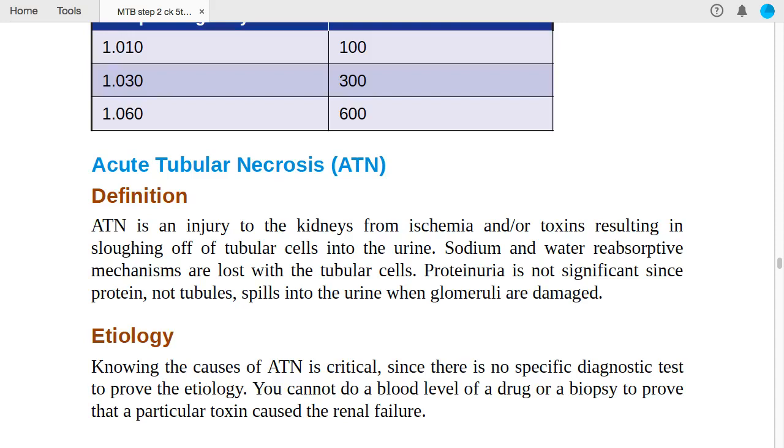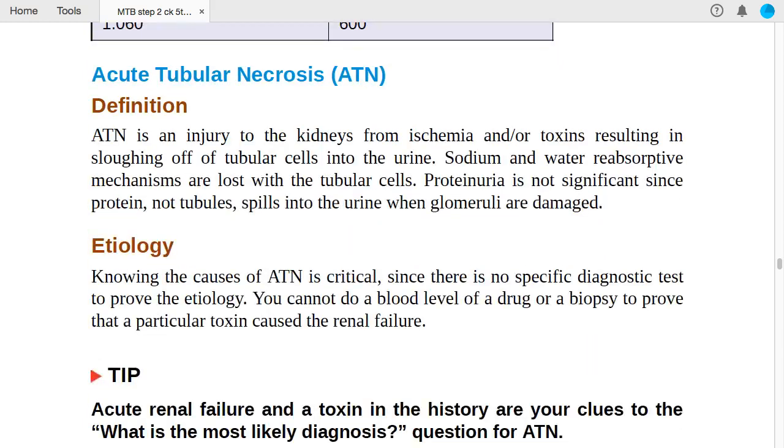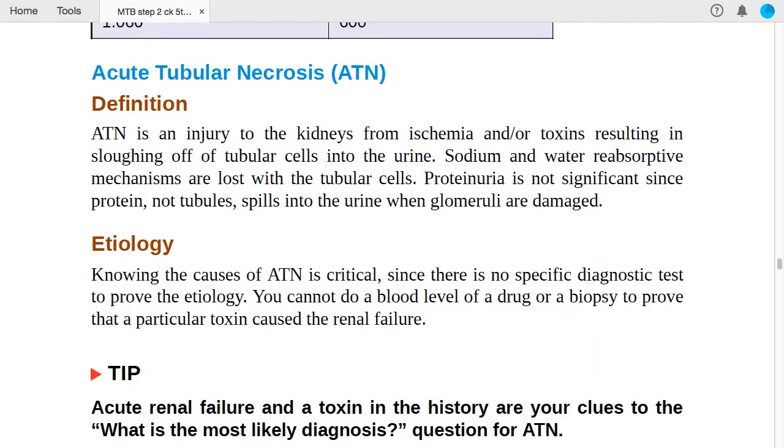Now for the etiology, knowing the causes of ATN is critical since there is no specific diagnostic test. We should know the cause of ATN. Only on the basis of the cause can we make a diagnosis or prove the etiology. You cannot do a blood level of a drug or a biopsy to prove that a particular toxin causes the renal dysfunction. So here knowing the cause is critical because there is no specific diagnostic testing to prove the etiology.